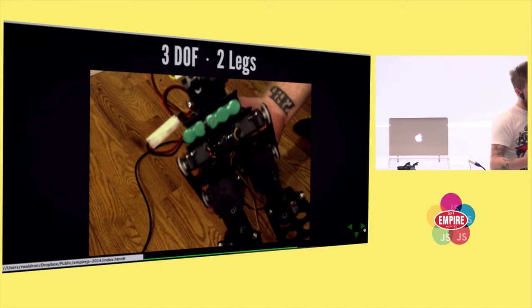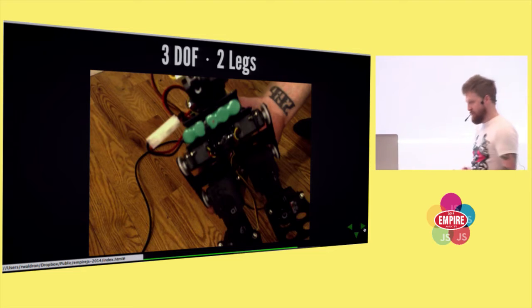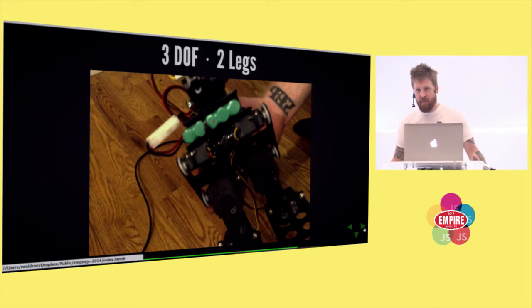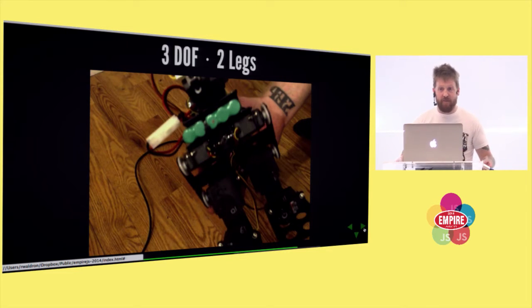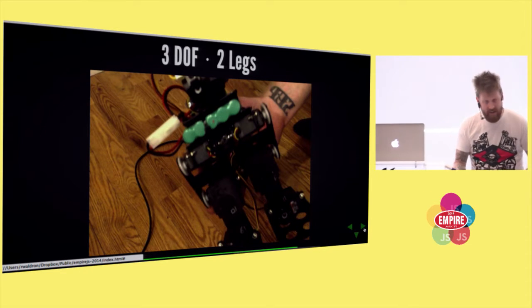I'm going to show you how we can do this with JavaScript. First, I'm going to show you some videos. Then I'm going to attempt to show you live. The videos should make up for the fact that the live demo might blow up in my face.